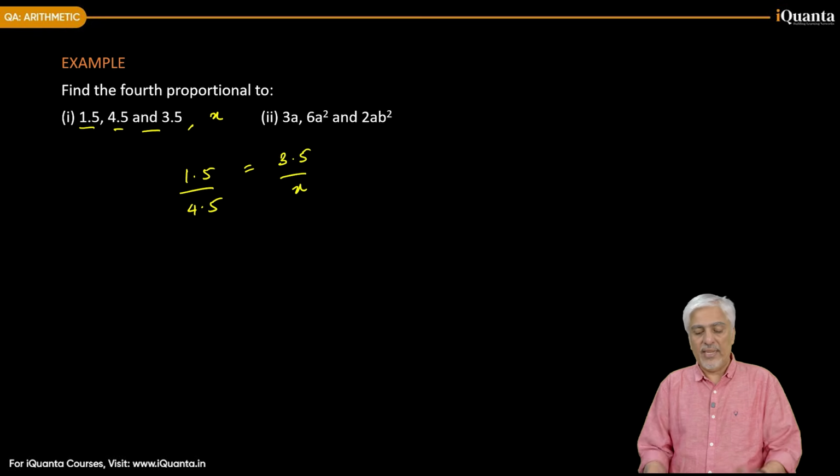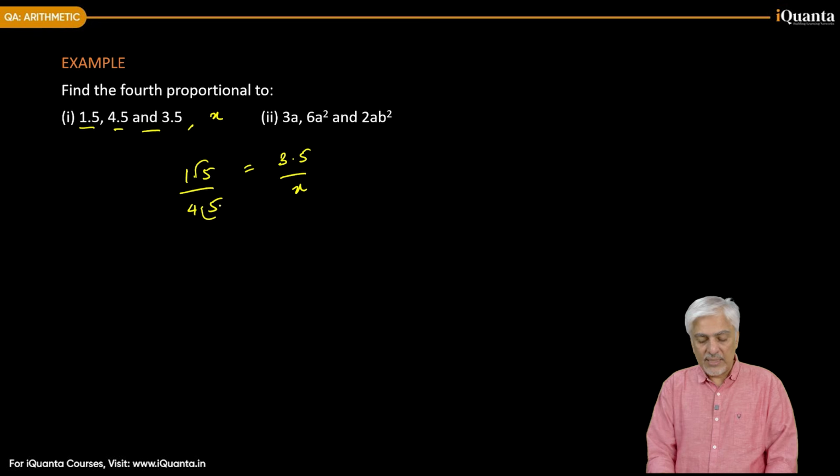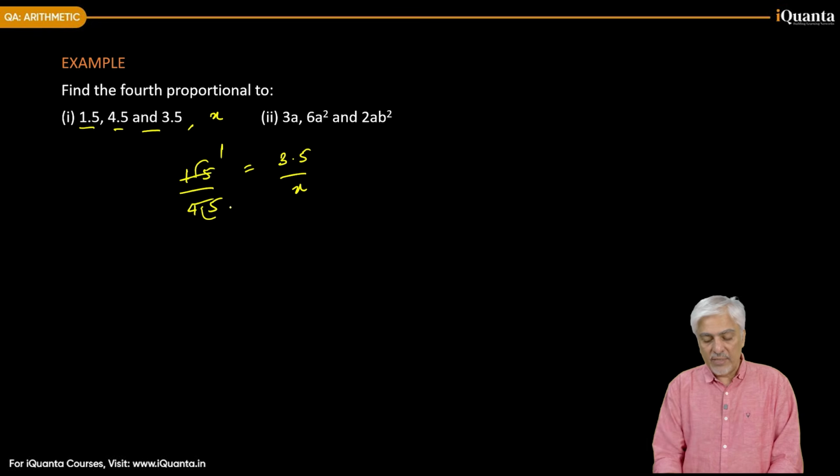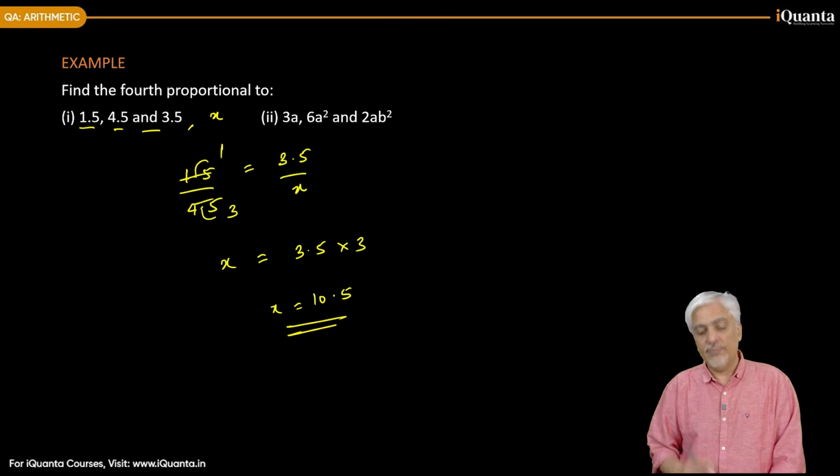So same logic, I can first remove these decimals over here. 15 ones are 15, threes are 45, and now I can cross multiply. So I get 1 into x is x is equal to 3.5 into 3. So x becomes 10.5, right? Simple.